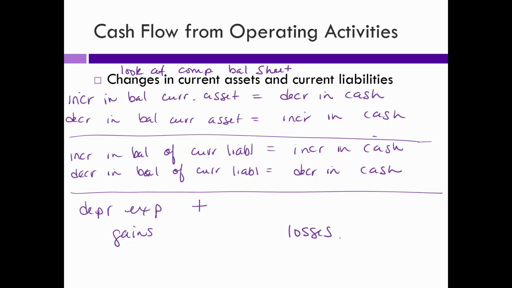Because I'm only worried about the cash amount, and the entire cash amount is going to be included in the investing section when I sold it, I need to back that out again too. If it was a gain, I would have added it to my net income, so I need to subtract that. And if it was a loss, I would have subtracted that from my net income, so I need to add that back in. If I don't make that adjustment, I will have double counted it because I'd be counting it in investing and in operating. So those are the adjustments I have to make for those.